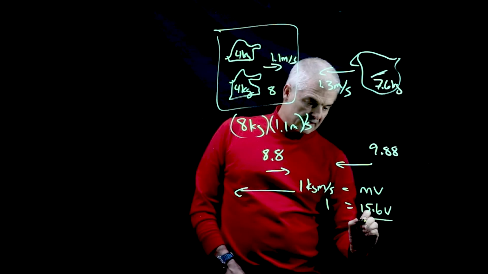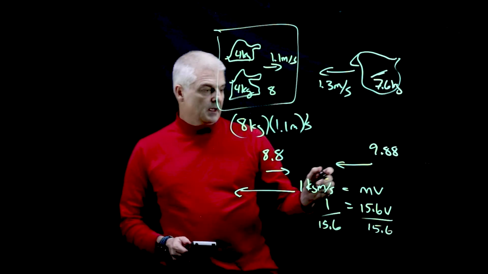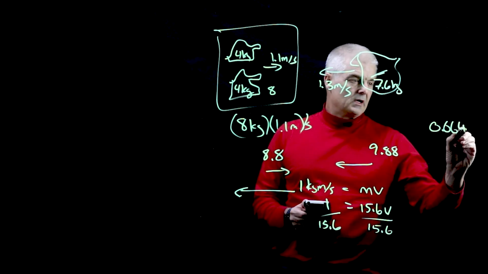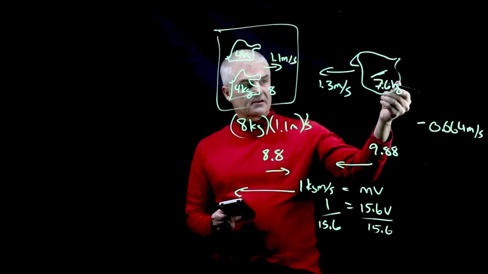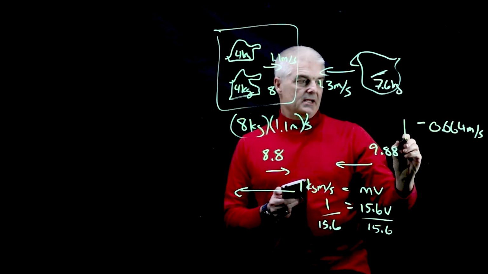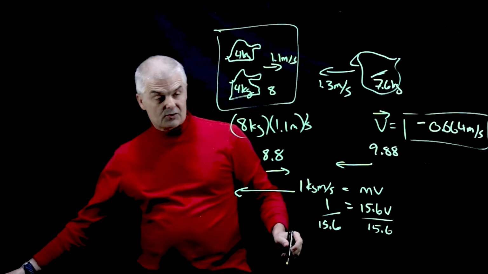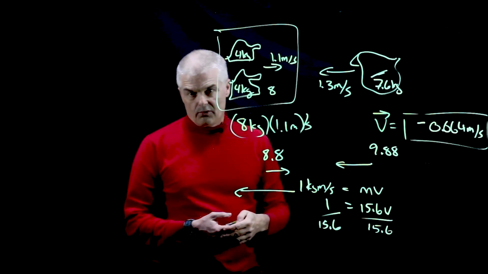So I divide both sides by 15.6, and I get 0.064 meters per second. Now this will be negative because the goose is going to push back the ducks, and since velocity is a vector and we're working in the positive x direction, the final velocity will be negative 0.064 meters per second.